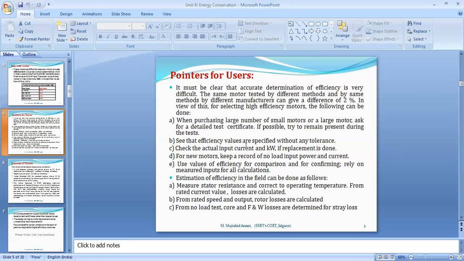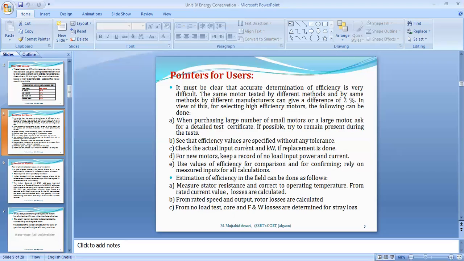Nowadays portable instruments are available. When we measure some power in our practical session, we will see a portable meter. We also have one portable meter, and with that meter, without disconnecting the motor from its routine service, we can measure the input current, kilowatt, kVAR, power factor, frequency, everything of the motors. For a new motor, keep a record of no load input current, power, input power and current.